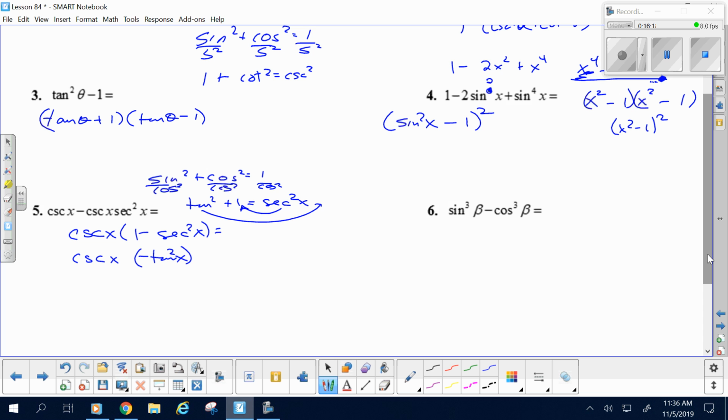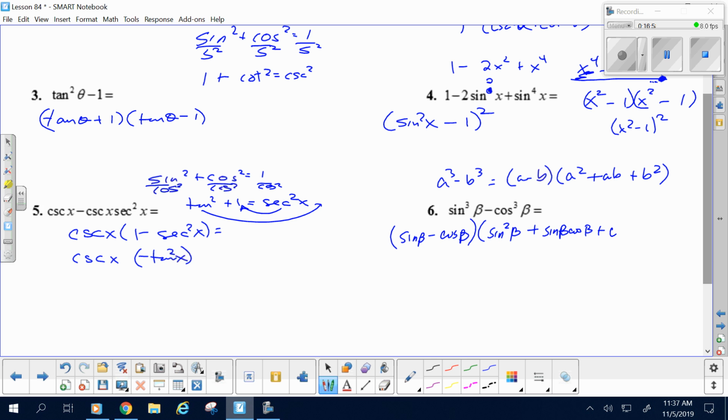All right, last but not least, what is a cubed minus b cubed factoring? A minus b, a squared plus ab plus b squared. The signs are same, opposite, positive. So here we go. This is sine beta minus cosine beta times sine squared beta plus sine beta cosine beta plus cosine squared beta. There is one more thing we can do with an identity. What is it? You can make cosine squared. Yeah, these guys together equal a 1. So we could call this sine beta minus cosine beta times 1 plus sine beta cosine beta. Yeah?